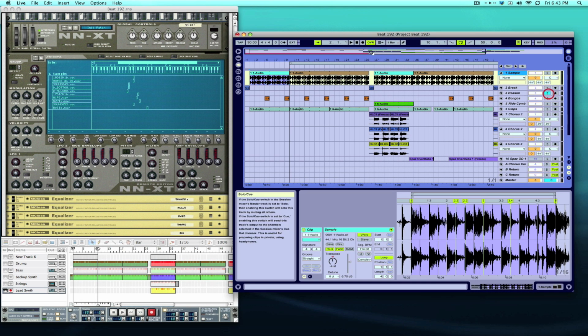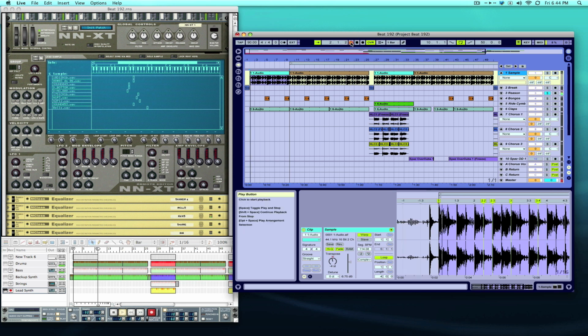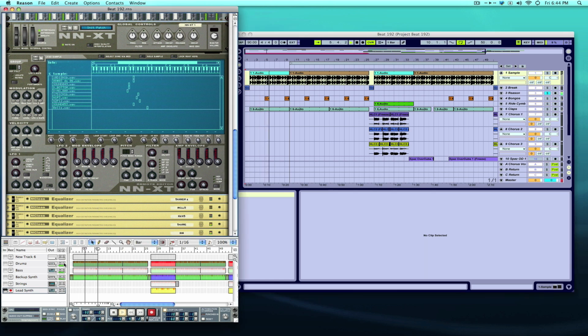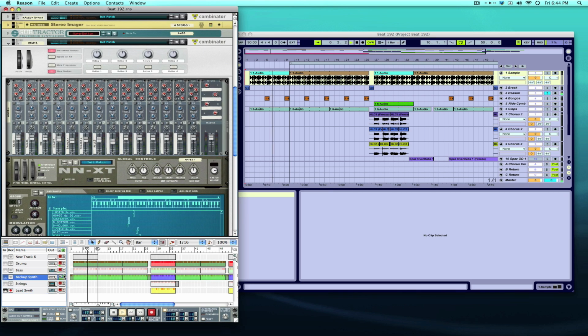So here is the Reason stuff. And if you hear, I replayed the chords. It really gives the sample a thicker feel.